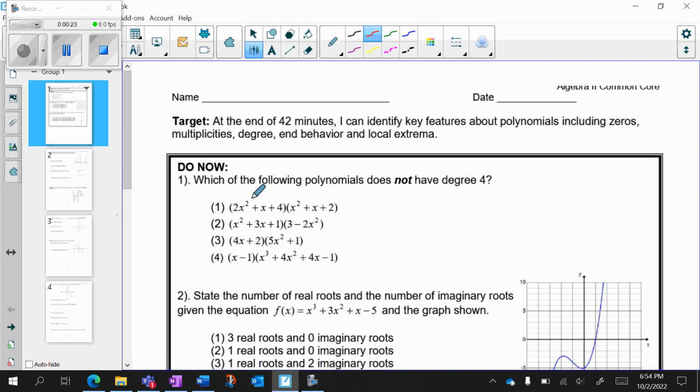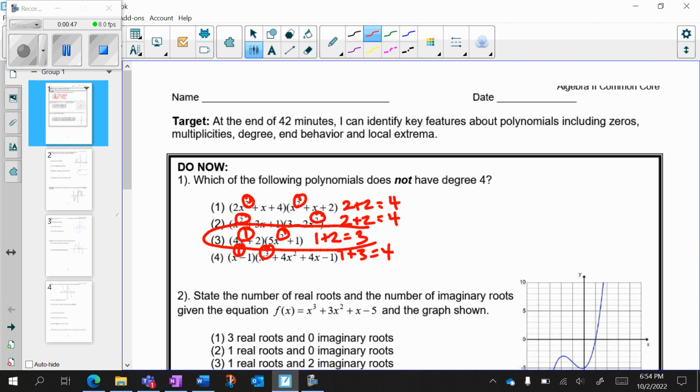If you notice, there's a 2 and a 2, so we add them together to get the degree, so that's degree 4. 2 and 2 again, degree 4. This one has 1 plus 2, which gives us degree 3, and 1 plus 3 gives us degree 4. So the answer choice would be choice 3. That does not have degree 4.